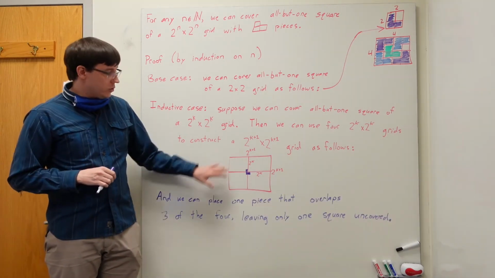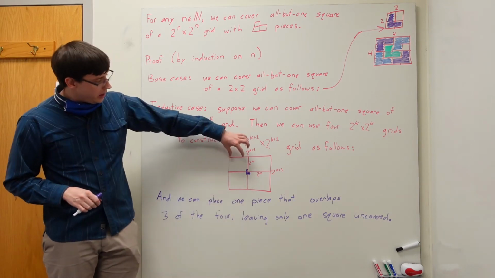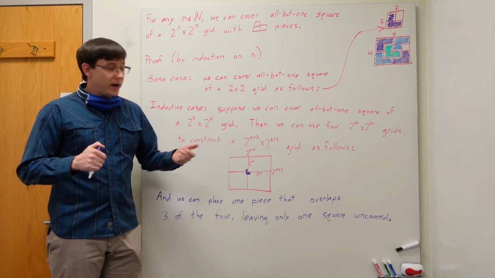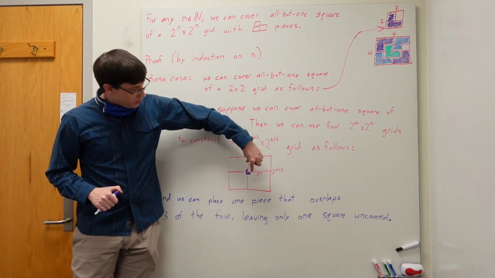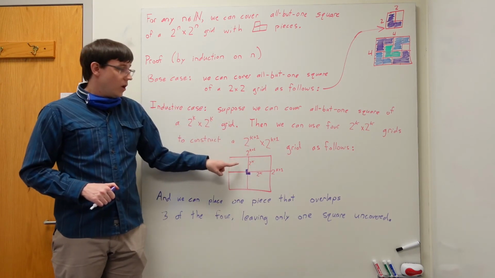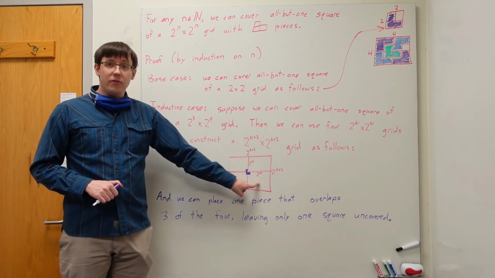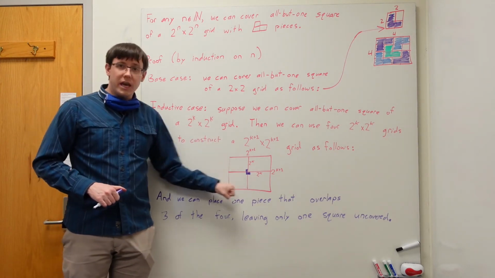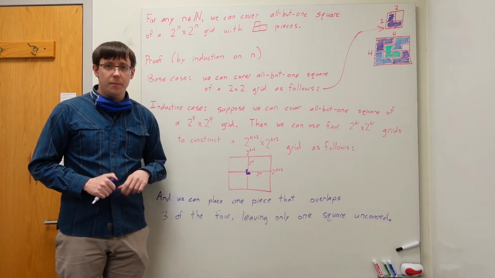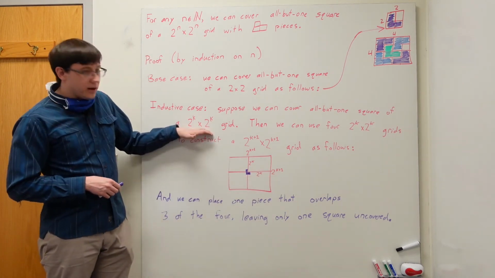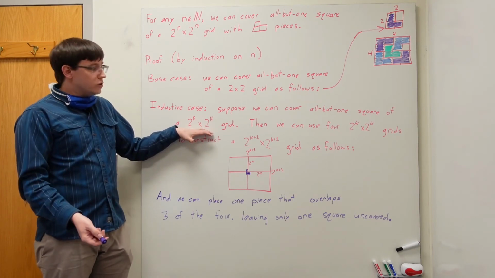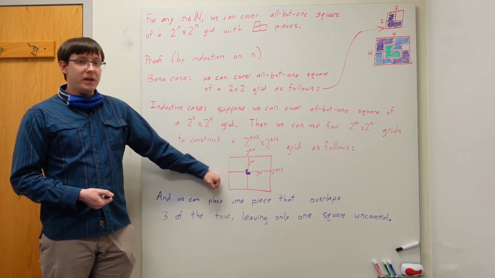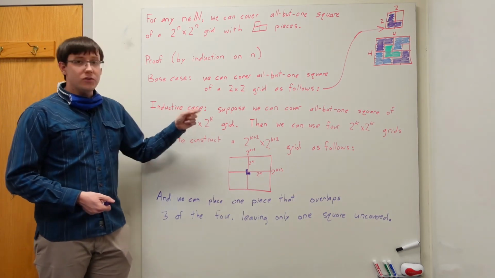So if we are able to cover all but one square of the 2 to the k by 2 to the k size grids, then we can arrange 4 of them such that we can place one piece covering the one uncovered square in 3 of the 4, leaving us with only one hole in the 2 to the k plus 1 by 2 to the k plus 1 grid. And so because we can use our tiling of the 2 to the k by 2 to the k to build a tiling of 2 to the k plus 1 by 2 to the k plus 1, that means that we can always go from k to k plus 1.